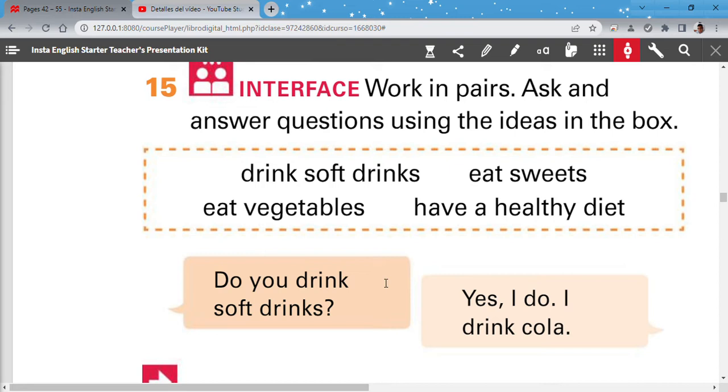And you can ask your friend, and what about yourself? Do you drink soft drinks? Or maybe you can change. Do you eat sweets? Do you eat vegetables? Yes, no. Do you have a healthy diet? Okay, you are going to do this in class, so practice please.